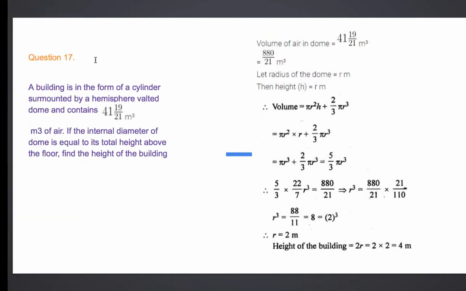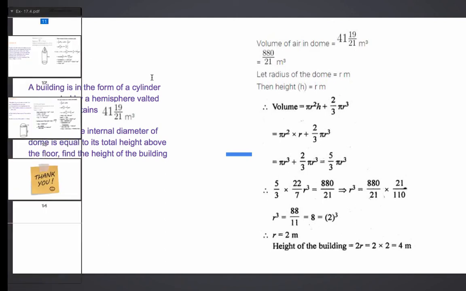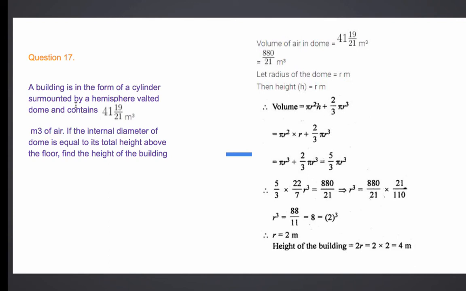A building is in the form of a cylinder surmounted by a hemisphere, a vaulted dome, and contains this much air. Okay, so the building has a cylinder and a hemisphere on top of it, which takes the shape of a dome. Now, if the internal diameter of the dome is equal to the total height above the floor, find the height of the building.